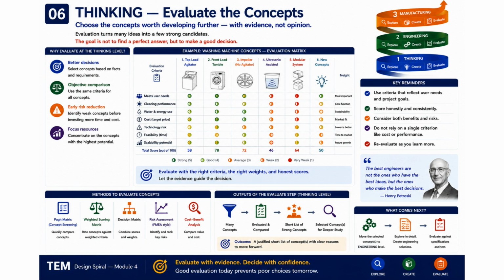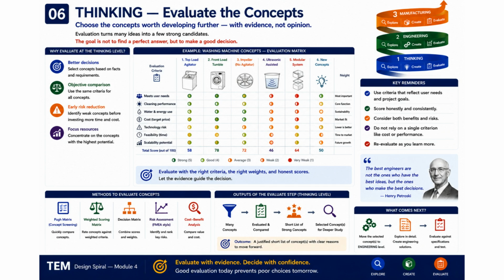But we must be careful. A numerical score does not automatically make a decision correct. The criteria, their importance, and the evidence behind each score must themselves be sound. The purpose of evaluation is therefore not to manufacture a number that justifies our favorite idea. It is to expose strengths, weaknesses, assumptions, and risks so that we can make a better decision.